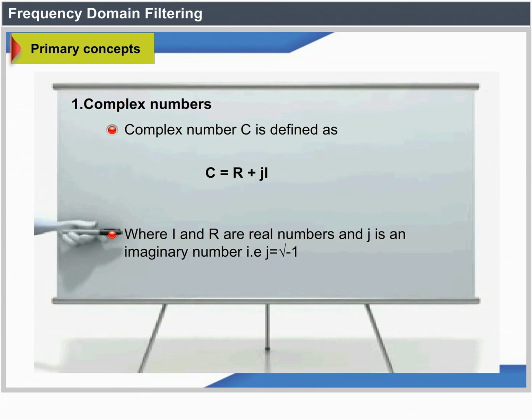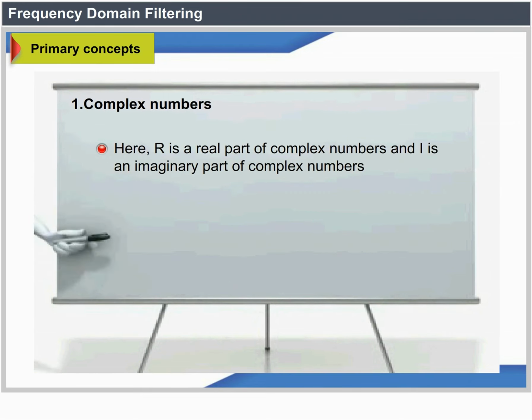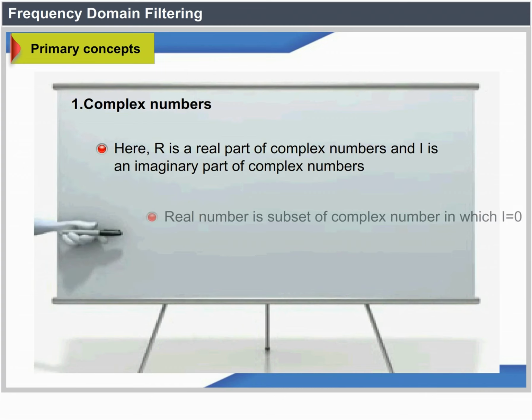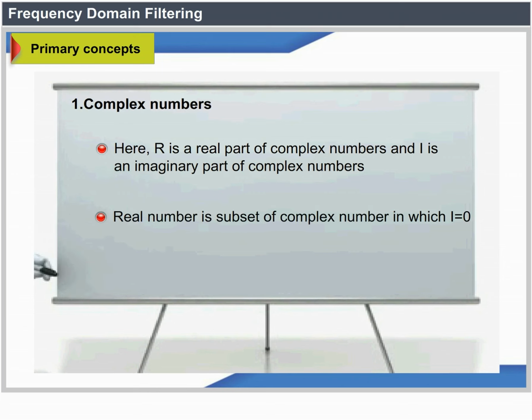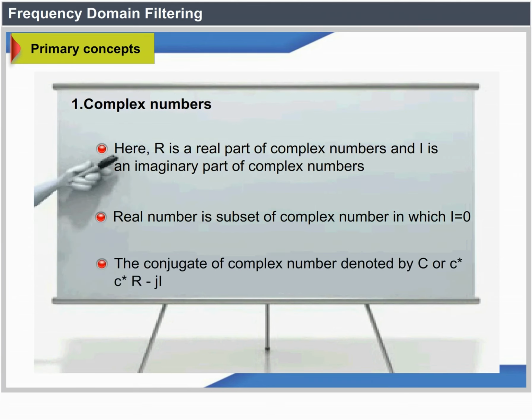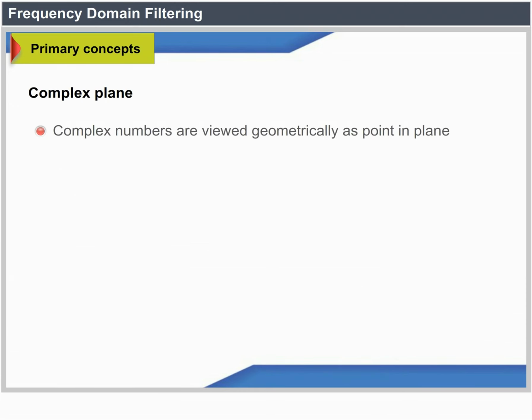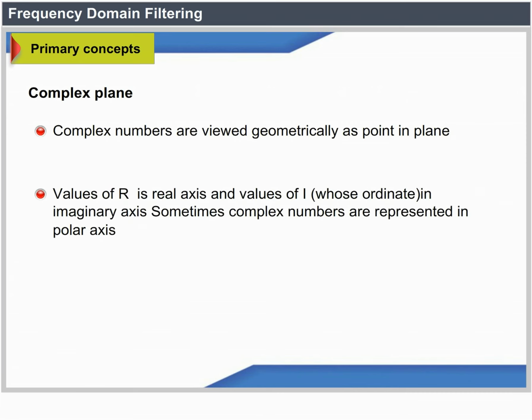Complex plane. Complex numbers are viewed geometrically as points in a plane. Values of R run along the real axis and values of I along the imaginary axis. Sometimes complex numbers are represented in polar form: C equals mod of C times cos theta plus J sin theta, where mod of C equals square root of R squared plus I squared. This equation represents the length of the vector extending from the origin of the complex plane to the point R, I, and theta is the angle between the vector and the real axis.